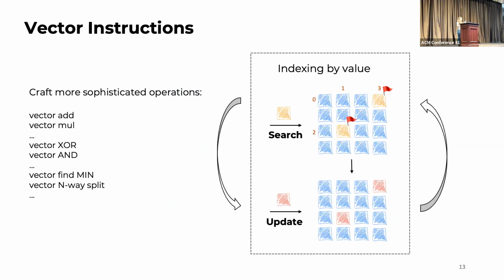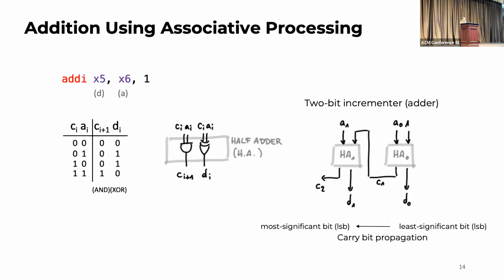And in fact, by sequencing these search and update operations, we can build more sophisticated vector operations such as vector addition and so on. So let's give a brief specific example. Imagine we want to add 1 to whatever is stored in register X6 and store the result in X5, right? So in a conventional way, we would use these half adder basic blocks, and we would chain them in a way that each half adder produces a sum bit and a carry bit that is propagated to the next half adder.